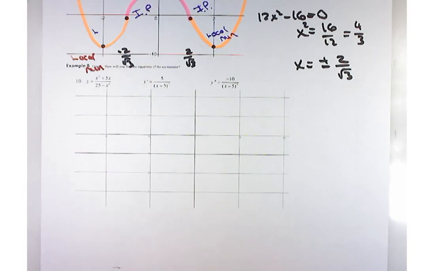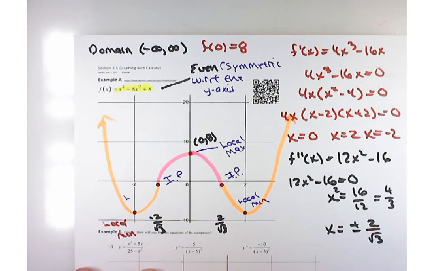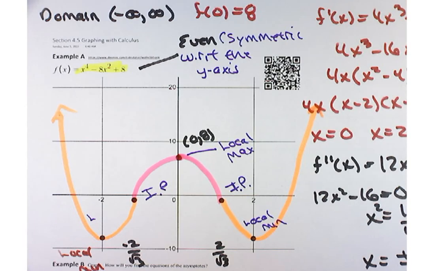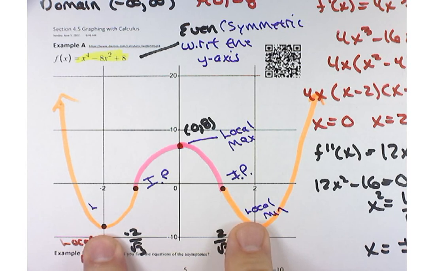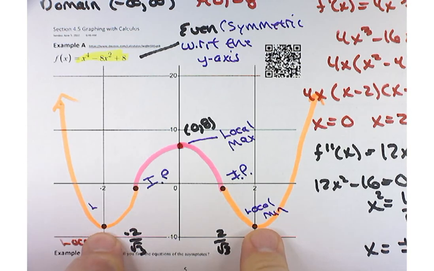Question. For this graph specifically, can I say that those two local mins are absolute mins? Yeah, these are absolute mins, yes. In this case, they're both absolute mins. You'd be right in saying that.